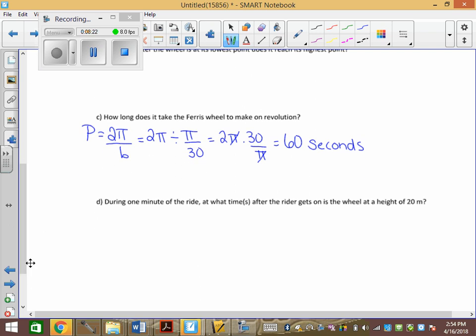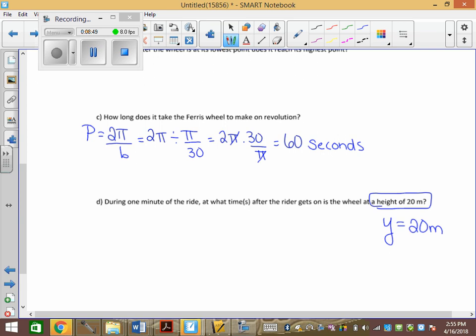This one says, during 1 minute of the ride, so the very first time it rotates, right? Because the thing takes 60 seconds to rotate, which is 1 minute. At what times after the rider gets on the wheel are they at a height of 20 meters? Height of 20 meters. Is that X or Y? Did they give you X or Y? They gave us Y. So we know Y equals 20 meters, and we want to know what X is.